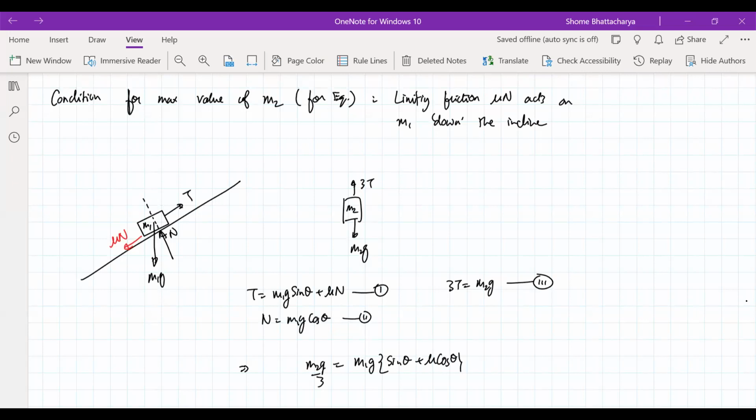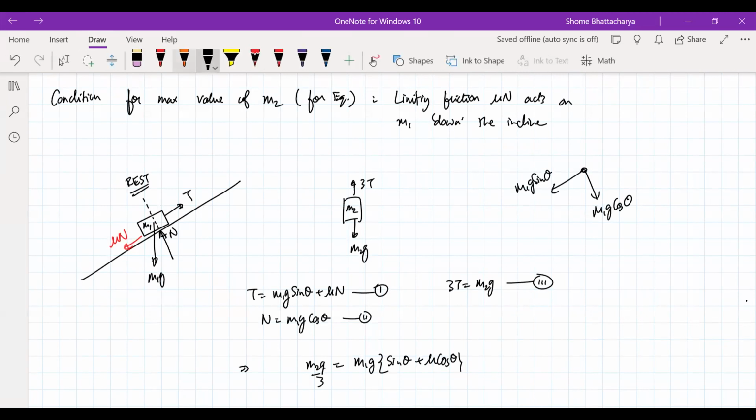So why do you equate tension to mg sine theta plus frictional force? Because the body is not in motion, the forces are balanced. So you have resolved the weight. The weight's components are m1g cos theta and m1g sine theta. Then from the other side, there's tension acting. Then there's normal reaction acting.